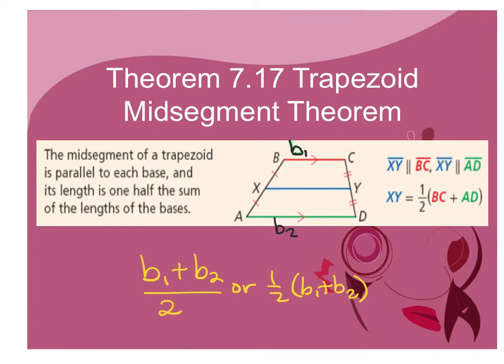If this was an isosceles trapezoid, would all 4 of the mid-segment pieces be congruent? Correct. Yes, because our legs would be congruent if it was isosceles. Yes, absolutely.